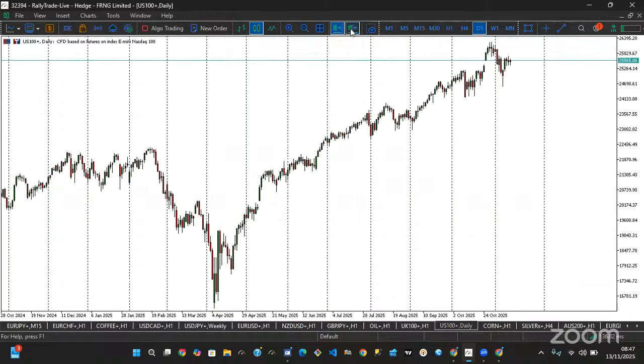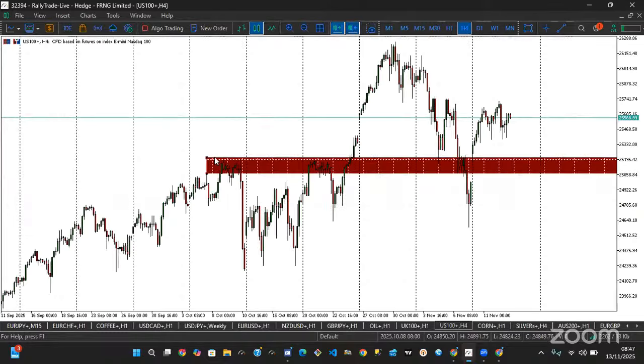Just follow the same principle, right? If you follow the same principle, okay, so this is our major level that we are looking at taking trade from. I'm on daily. Okay, so if I come to 4 hours, this is that resistance here that was taken out here.